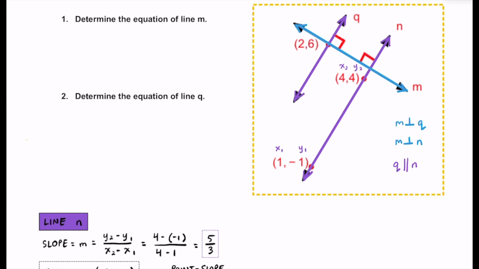So now that we know the slope for this line N over here is 5/3, because line N and line Q are parallel to each other, right? These two are parallel lines. Then we need to remember that they are going to have the same slope. That being said, for line Q, we know that the slope of it is going to be equal to this 5/3. Now, what else do we know about line Q? Well, we also know that this (2, 6) is on there, so that's going to be a point. So let's write down that a point on line Q is going to be this (2, 6).